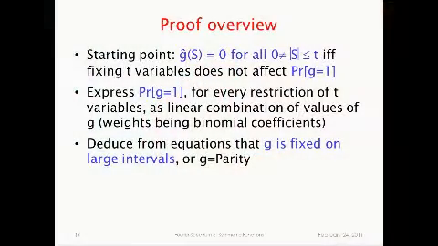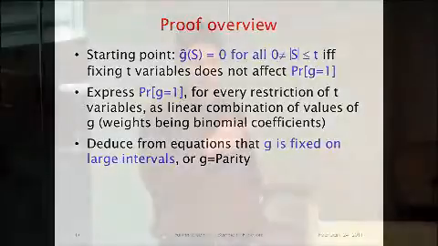Okay? So the way that we do it is that from those equations, we will deduce that either G is parity or G must be fixed on very large intervals. This T correlation immune, whatever. So this was true for all T? No, so if you're T correlation immune, then you have... If setting, it's the same T. It's the same T. Yeah.